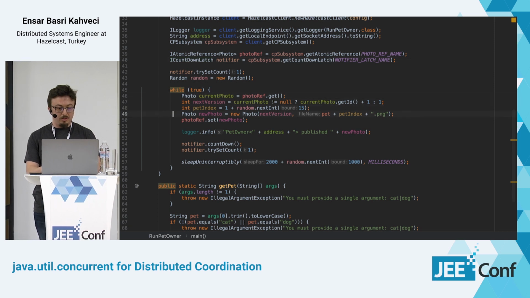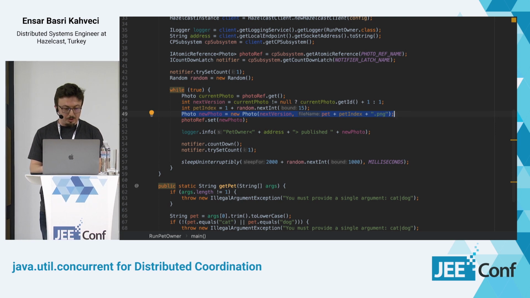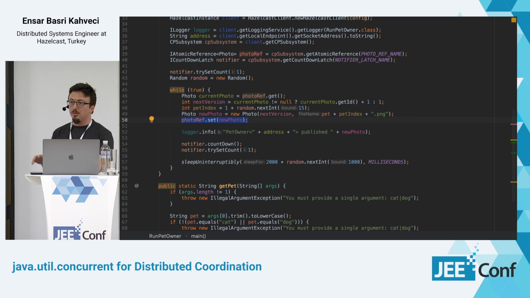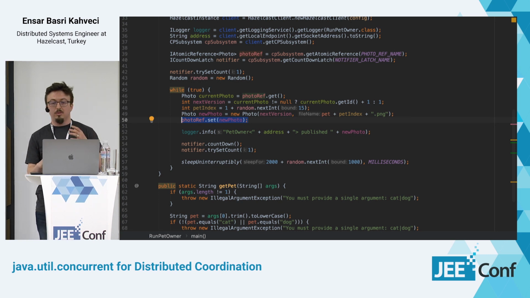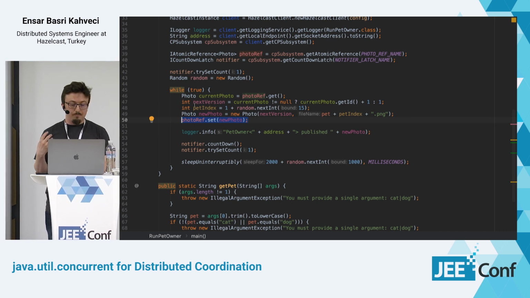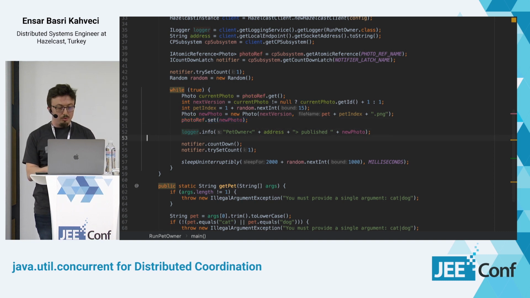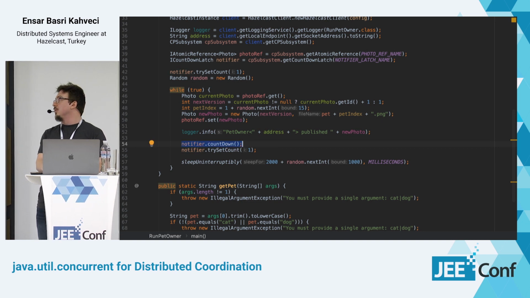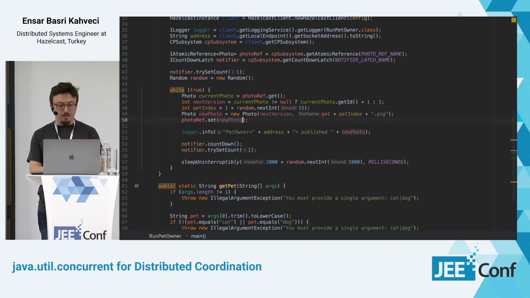Here is what I'm doing. First I'm creating a new photo. I'm choosing a random picture for that. And then I'm setting this photo into this atomic reference field. From now on, our web application can read this atomic reference instance and access that photo. But in order to notify my web application, I am using the countdown latch as a basic notification mechanism. I am calling the countdown method here. My web application is awaiting on this latch, and when I call the countdown, it will be notified and understand that there's a new photo, and then it will read the value I set here.